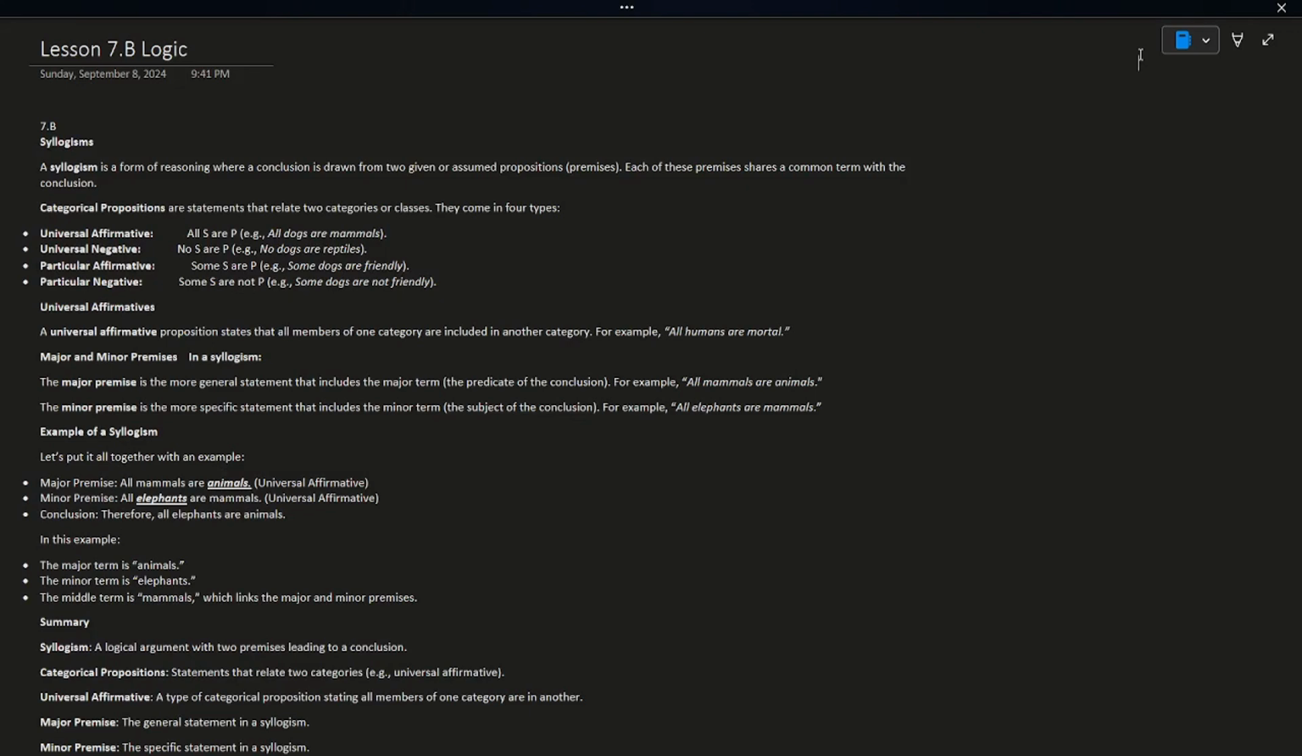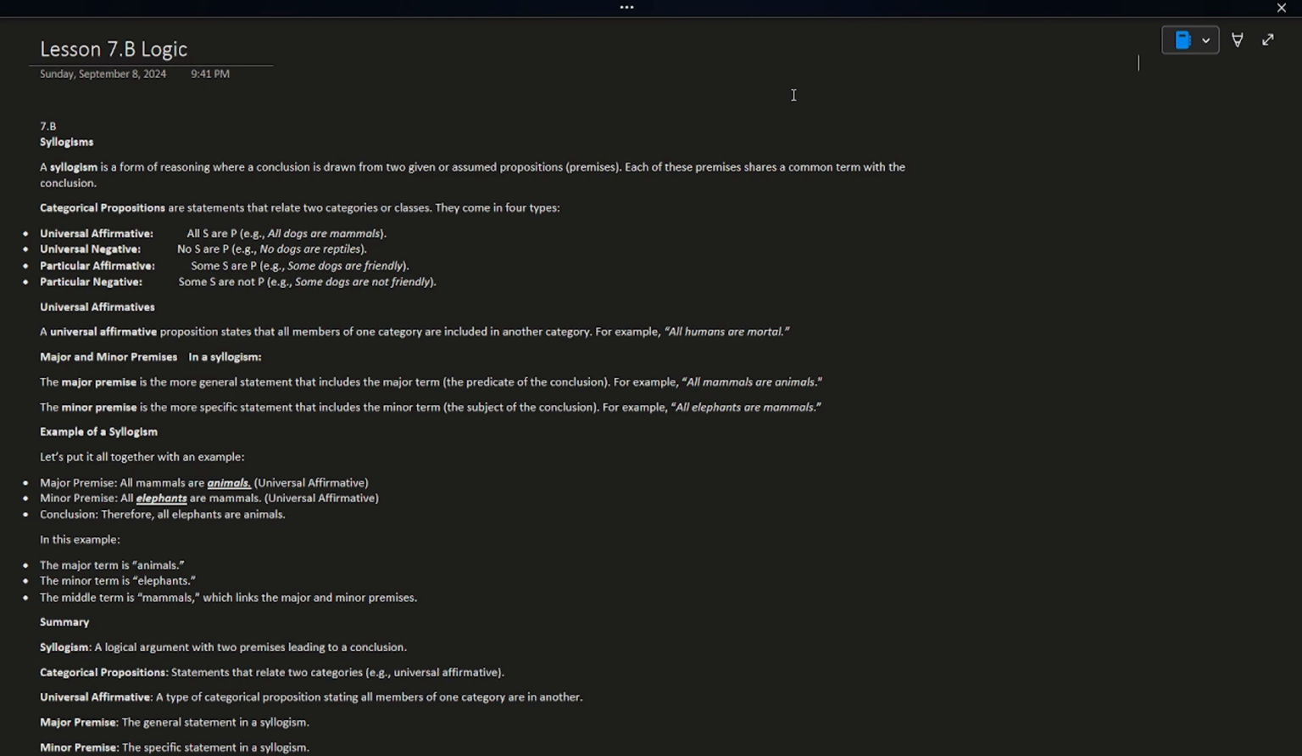Alright, lesson 7b, logic. Logic, there are a lot of terms involved here, and we'll go over them briefly. You can read these on your own as well. We'll talk about syllogisms. A syllogism is a form of reasoning where a conclusion is drawn from two given or assumed propositions. We call those premises. Each of these premises shares a common term with the conclusion.